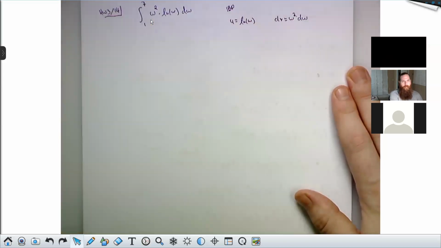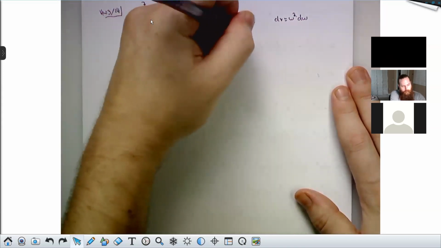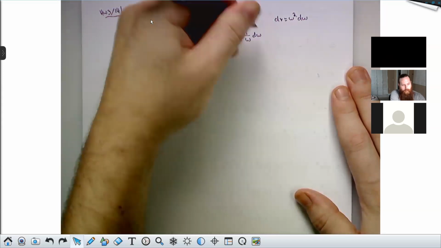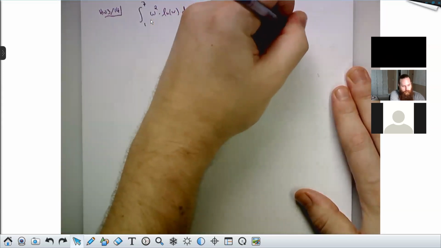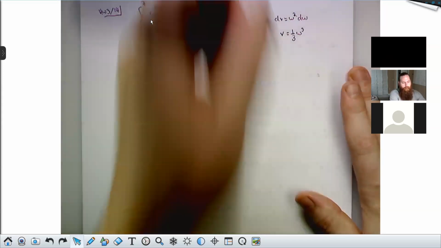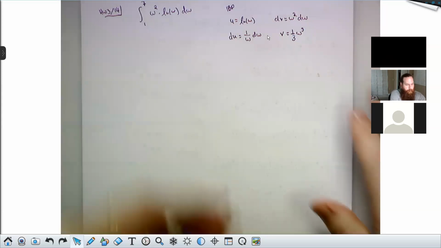So according to LIPET, I should pick u to be the natural log of w, and then dv to be everything else. That means du is 1 over w dw, and v is the integral of w squared, which is 1/3 w cubed. That's funny, these are all kind of the same shape symbol, aren't they? The 3 is like a sideways w. Anyway, okay. So here's my IBP table for this problem.